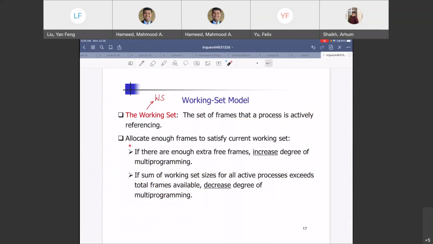Our strategy can be to allocate frames to satisfy the current working set. So in my example earlier, my current working set was 0, 1, 2, and 3. I will allocate 4 frames to it. It will take care of all those page references, right? I had how many? 7 page references? 0, 1, 2, 3, 1, 2, 3. So 7 page references, and I could have taken care of those 7 page references with only 4 frames allocated to it. So that's what it says: allocate enough frames so that we satisfy the current working set.